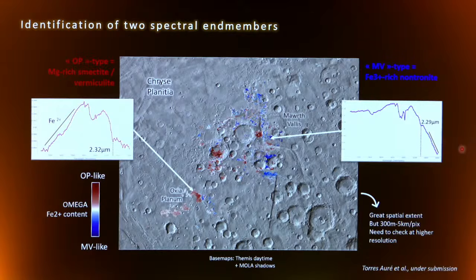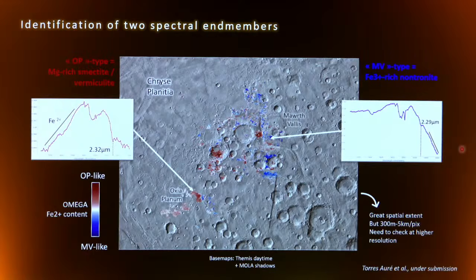So I will just show you two examples, one in Mawrth Vallis and another one in Oxia Planum, of what the mapping looks like. So I use CTX elevation, then HiRISE, and the CRISM, where I mask the aluminium signal and pyroxenes. And this is the result of the combination of all spectral parameters. I won't get into the details, but you can ask questions later.